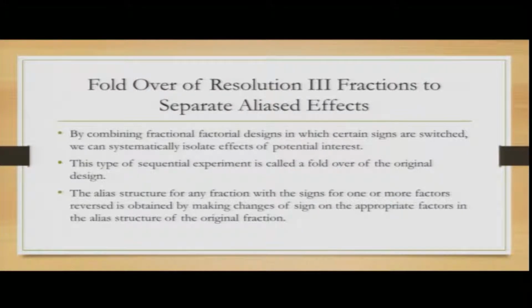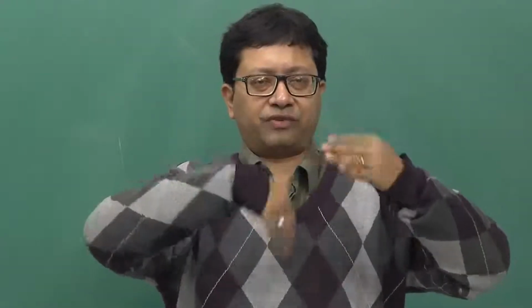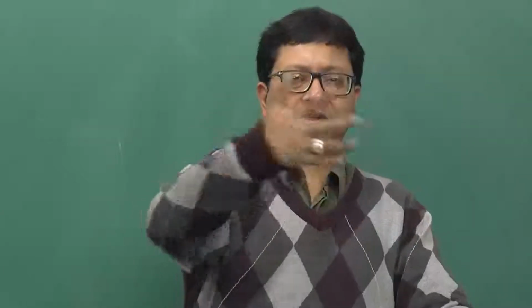So, continuing the discussion, fold over of resolution 3 designs is used to separate aliased effects in such a way that we are able to find out the individual as well as the combined effects. By combining fractional factorial designs in which certain signs are switched, depending on plus and minus or the effects changing, we can systematically isolate effects of potential interest of the factors and make a judgmental decision about that, such that the accuracy of your combinations of the effects of the factors is maximum. This type of sequential experiment is called the fold over. So, you fold over or take the information set in such a way that you could keep repeating step by step and go forward and combine them.